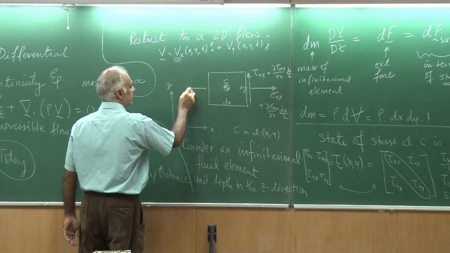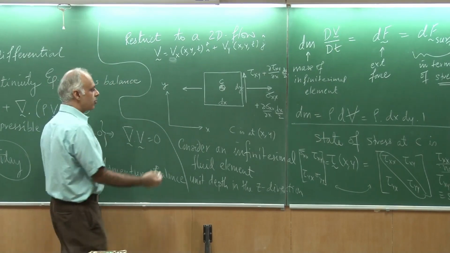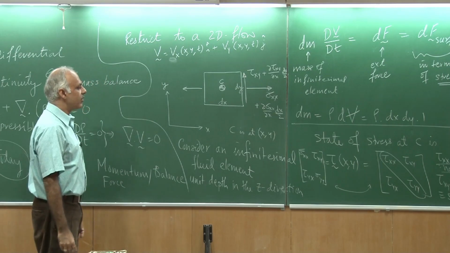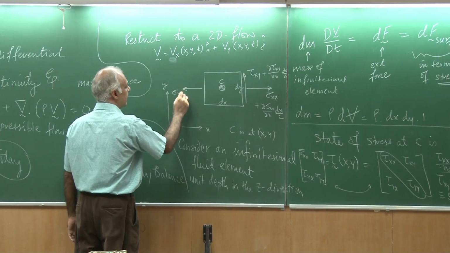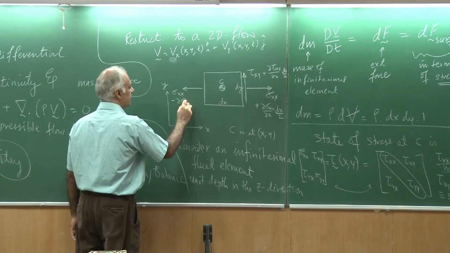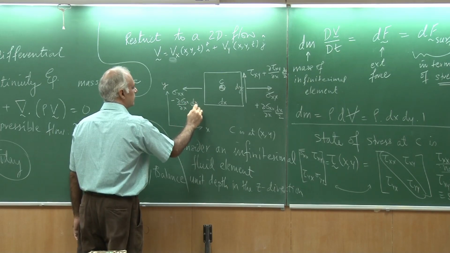What about this? Now I am talking about a negative x face. Notice the sign convention is that my force is now along the negative x direction, and this quantity would now be sigma xx minus del sigma xx by del x dx by 2.